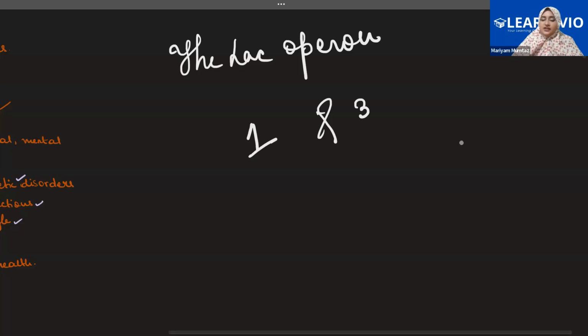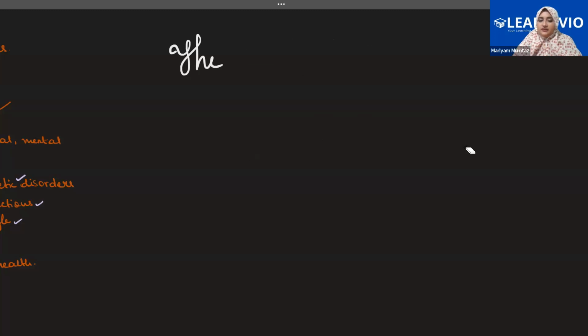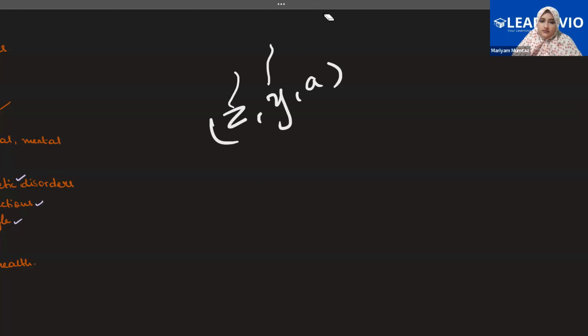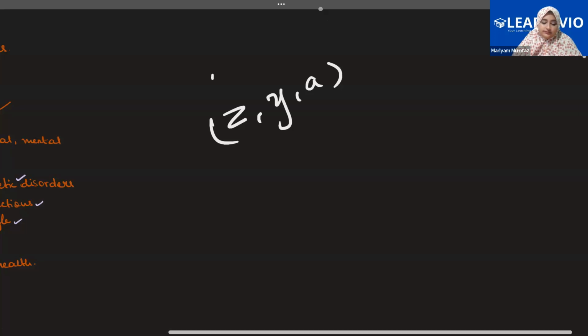And what are the structural genes? Does anyone remember the names of the structural genes? Z, Y, A. In the bracket, you write down Z, Y, A. Who remembers what they synthesize? None of you remember that. Okay. This much is done.